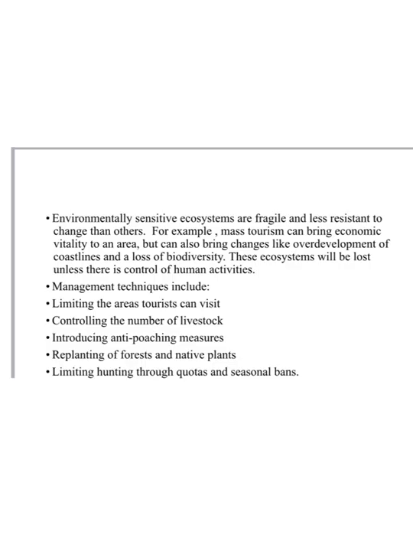So we're basically looking at 4 ecosystems that are really environmentally sensitive, and you are going to be focusing on the effects of human activities on the animal and plant populations and how these are controlled in these ecosystems. So, environmentally sensitive ecosystems are fragile and less resistant to change than others. For example, mass tourism can bring economic vitality to an area, but can also bring changes like overdevelopment of coastlines and loss of biodiversity. These ecosystems will be lost unless there is a control of human activities.